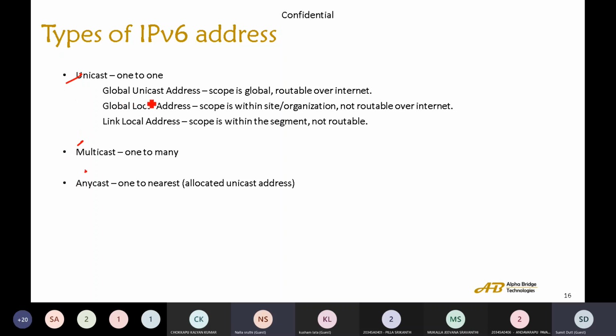So unicast we use for the global unicast address, local address, and link local address. These are the uses. Local address we use within the site or organization, not routable over the internet. Link local address is within the segment, not routable. Global unicast we can use over the internet. Multicast is one to many, anycast is one to nearest, allocated from the unicast address.